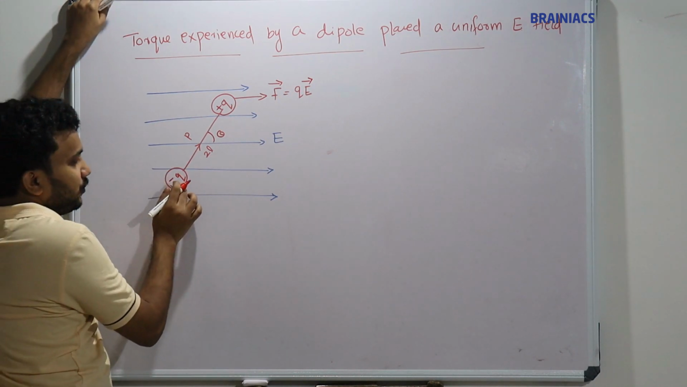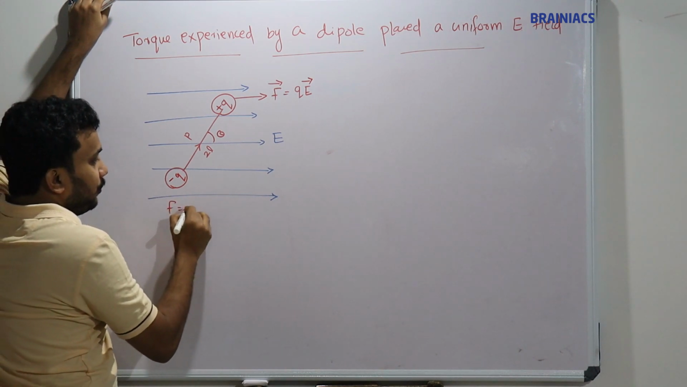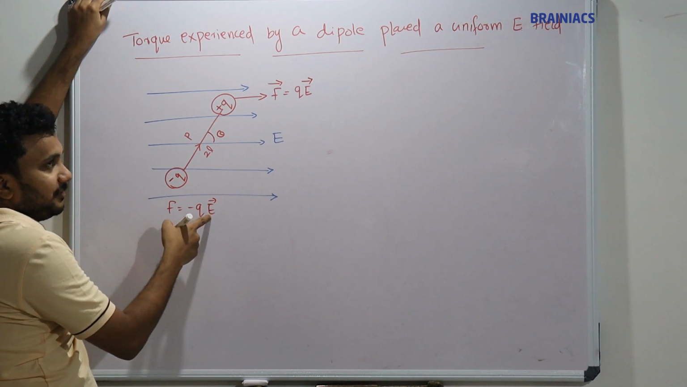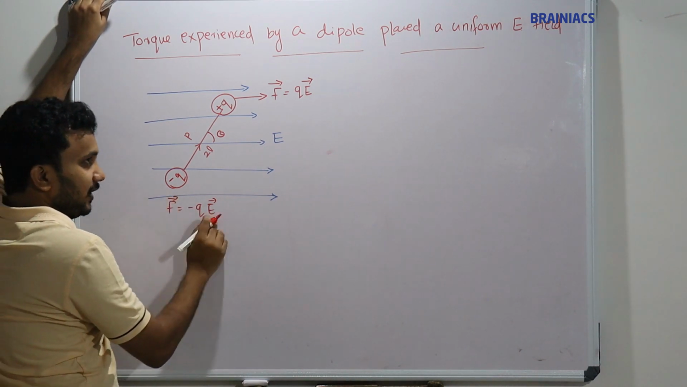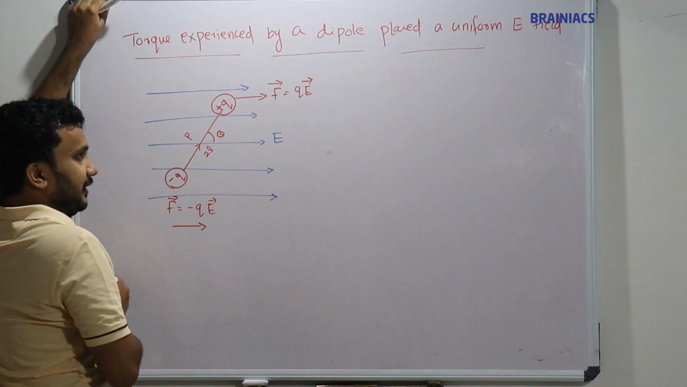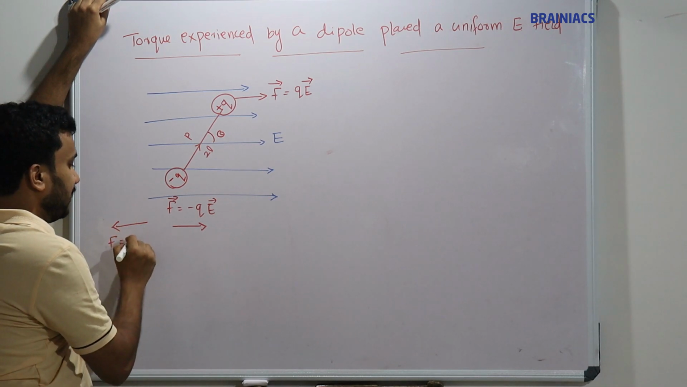Here also one force will be there. What is the value of that force? F will be equal to minus Q into E. The direction of the electric field is like this, and the force is also like this. So F equal to minus QE is acting from left to right. I can also say F is equal to QE.